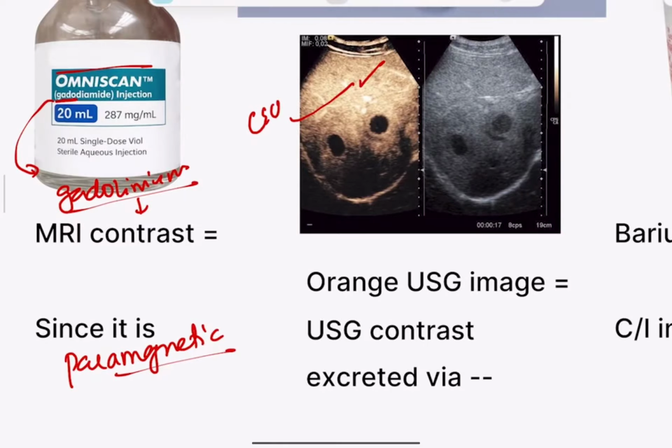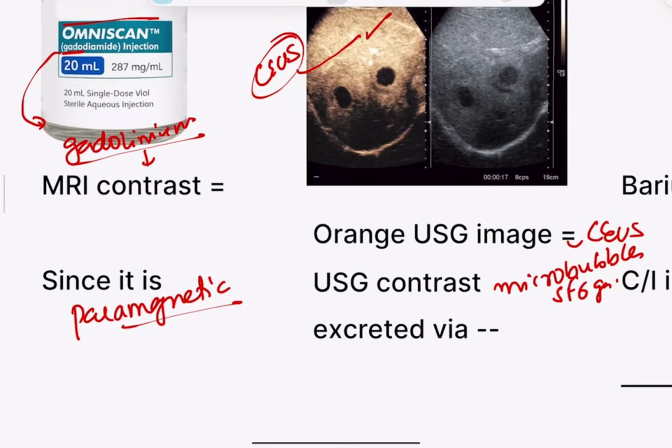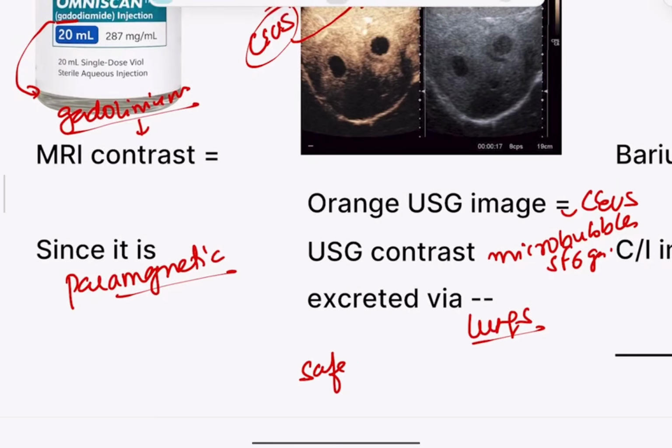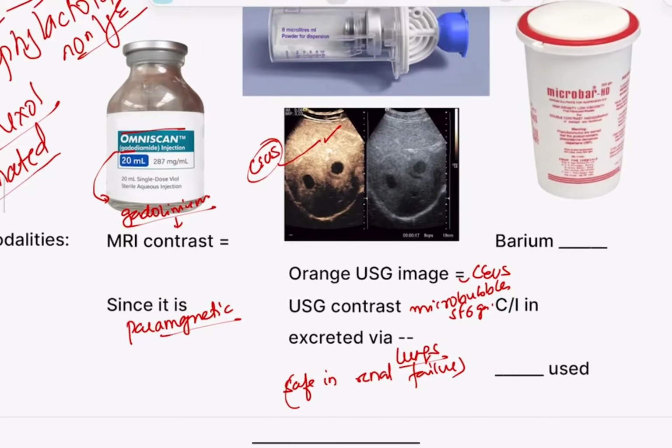Orange colored ultrasound image, contrast enhanced ultrasound. So what is the contrast used here? It is micro bubbles of sulfur hexafluoride gas. So this is a gas, it gets excreted via the lungs. So can you give it in renal failure? Recent exam question. Yes, it is safe in renal failure. The CT MRI contrast you do not give in renal failure. This is excreted by lungs. You can give in renal failure.